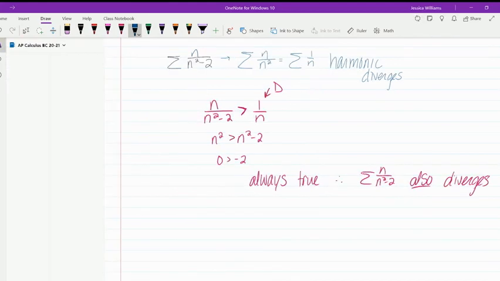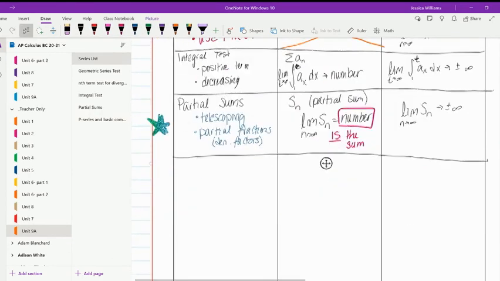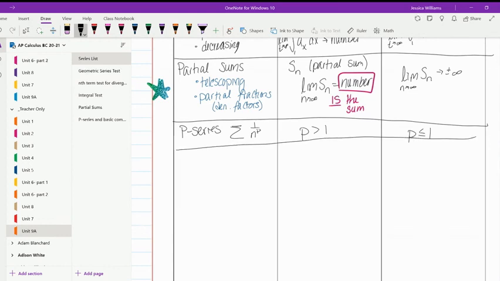All right, let's go to our series list. We have 2 to add here. So let's do P series first. P series, so these all look like 1 over n to the power of p. We're going to converge when p is greater than 1. We're going to diverge when p is less than or equal to 1. That quick.